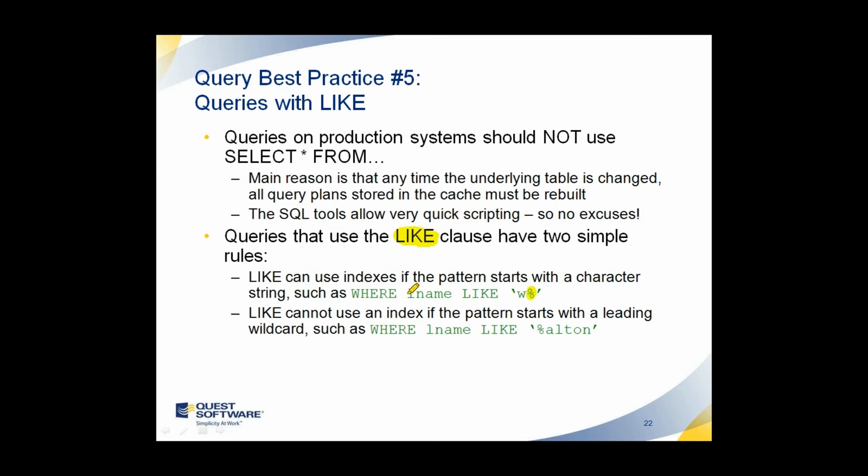So like here, if we're looking at last name, and we know we have an index on the last name column, and we have a wildcard after the first letter. Well, actually, SQL Server will be able to use the index up to that first letter. So it's going to find all the W's really quickly. And then it's going to do a range scan on all the last names that begin with W.